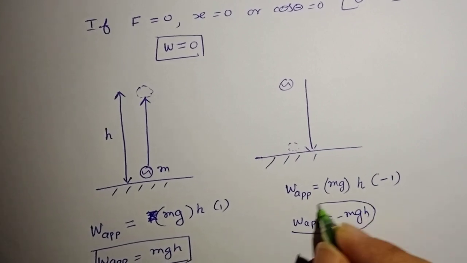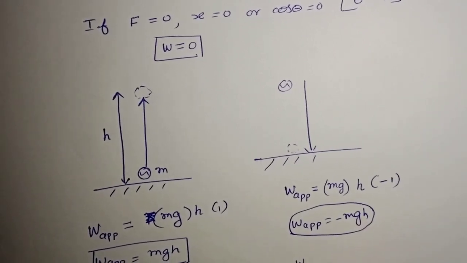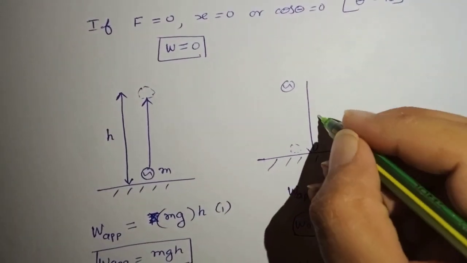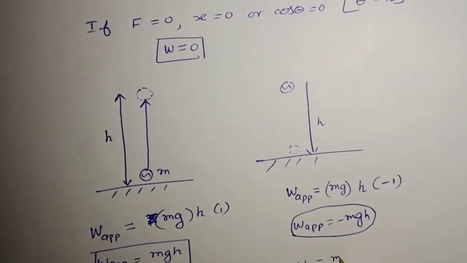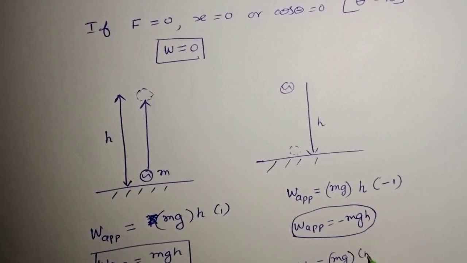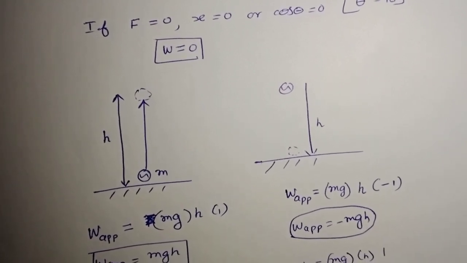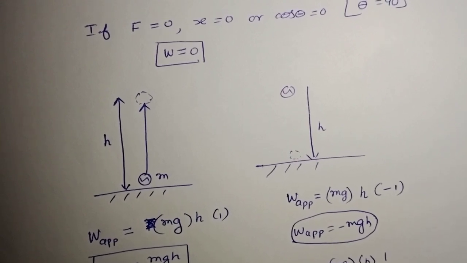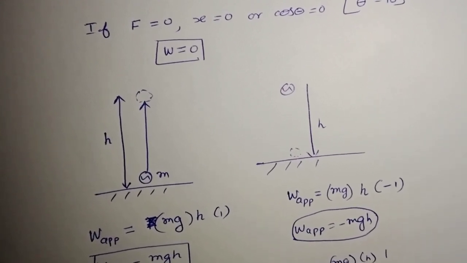But what about work done by gravity? Gravitational force is acting downwards. Your displacement is also downwards. So therefore, angle between force and displacement will be 0, cos 0 equal to 1. So work done by gravitational force is positive, plus mgh.